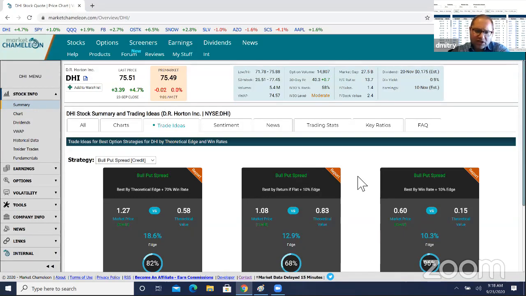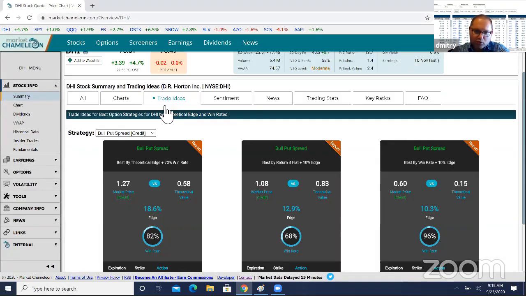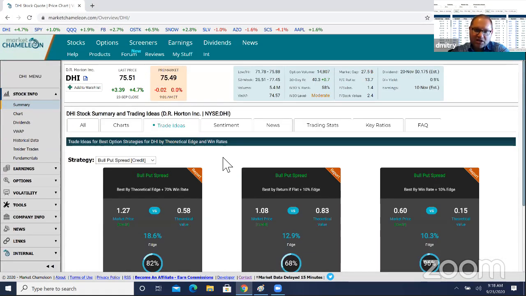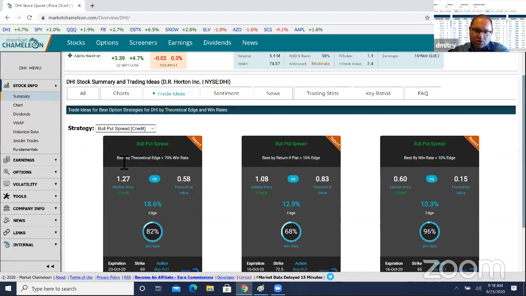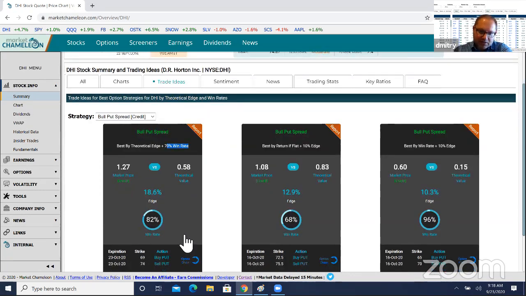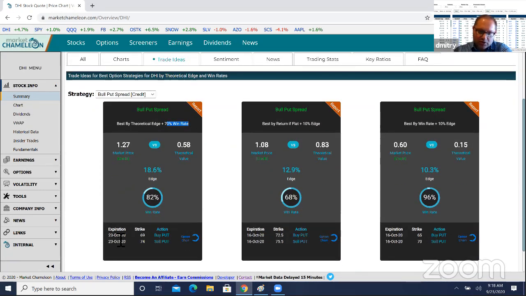So here are the three different bull put spreads in DHI that it came up with. The first one was the best one by theoretical edge and had a 70% historical win rate. So it's looking at the October 23rd expiration, selling the 74 put, buying back the 69 put, for $1.27.